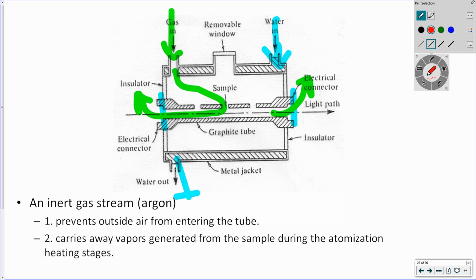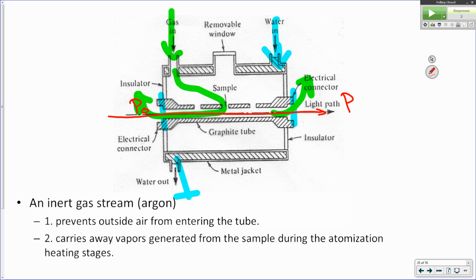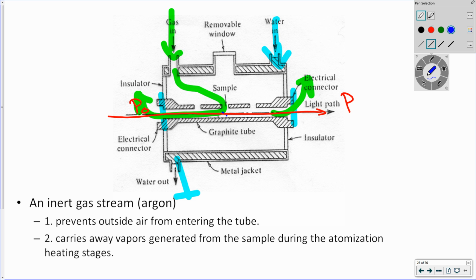Then the light itself is going to be passed along the long axis of the tube, and this is where the absorption is going to occur. So you're going to have a P0 on one side, a P on the other side, and the ratio of those two is your percent transmittance. So as your sample atoms get vaporized and they float out of this tube in both ways, they're going to absorb some light. So if we look at the role of the carrier gas, it's typically argon. It prevents things from coming in the tube, and it also carries the vapors out during the process of atomization and the heating stages.